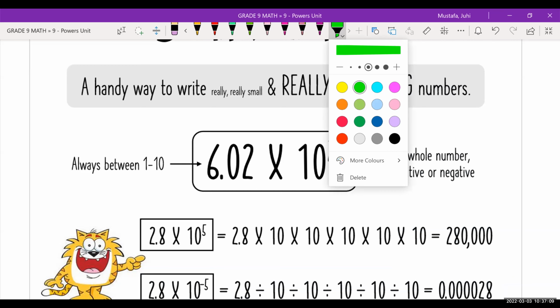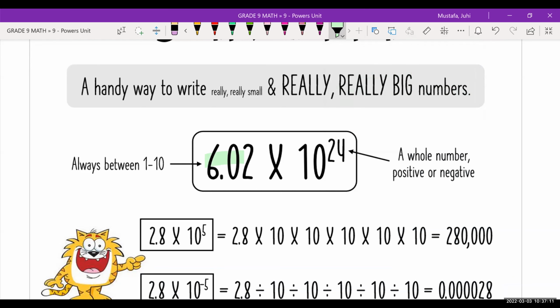The first is you have to recognize that this number that we're going to write is always going to be between the numbers 1 and 10. So if you have a number in scientific notation that is more than 10, then it's not in proper scientific notation. It can have decimals. It doesn't have to be a whole number, but it has to be between 1 and 10. You're always going to have a multiplication sign. And then like the little PowerPoint slide suggested, all of our scientific notation is going to be in base 10. That means we're going to have 10 to the power of something. And in this example, we have 10 to the power of 24.